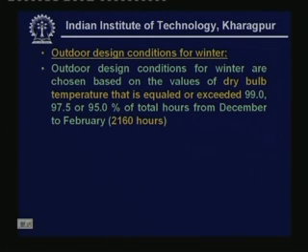2160 hours. So, if I am selecting, let us say, the 99% value for dry bulb temperature, that means for 1% of 2160 hours, that is about 21 hours, the outside temperature will be lower than what is required. That means your heating system will be inadequate for 1% of the total duration of 2160 hours.